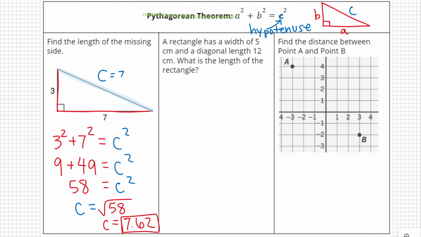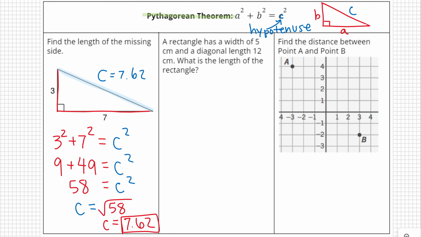Let's look at the next example. A rectangle has a width of 5 centimeters and a diagonal length of 12 centimeters. What is the length of the rectangle? Here we just have words but no diagram, so it's really helpful to draw your own diagram. So let's do that first.